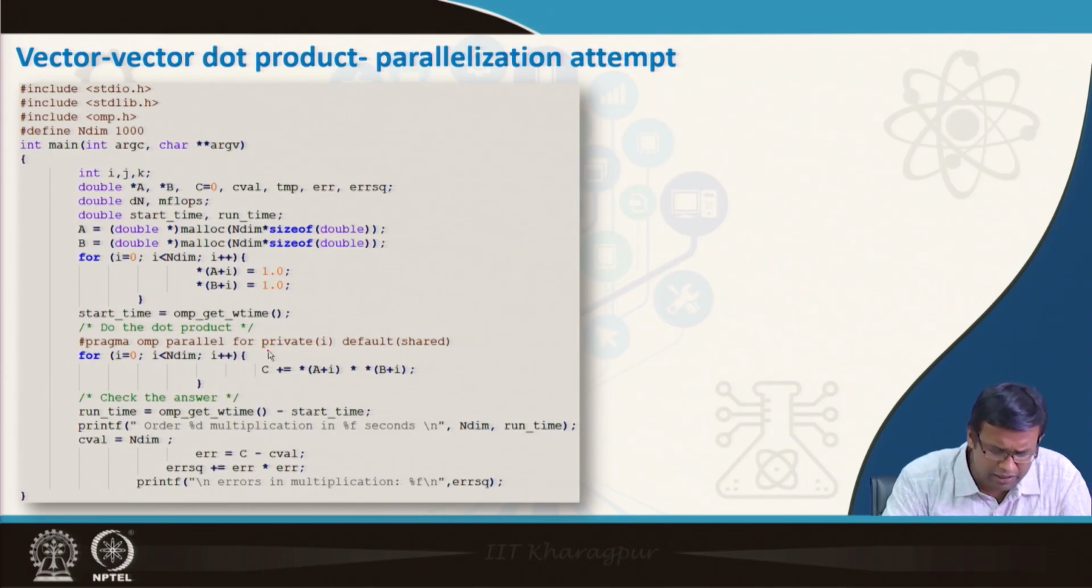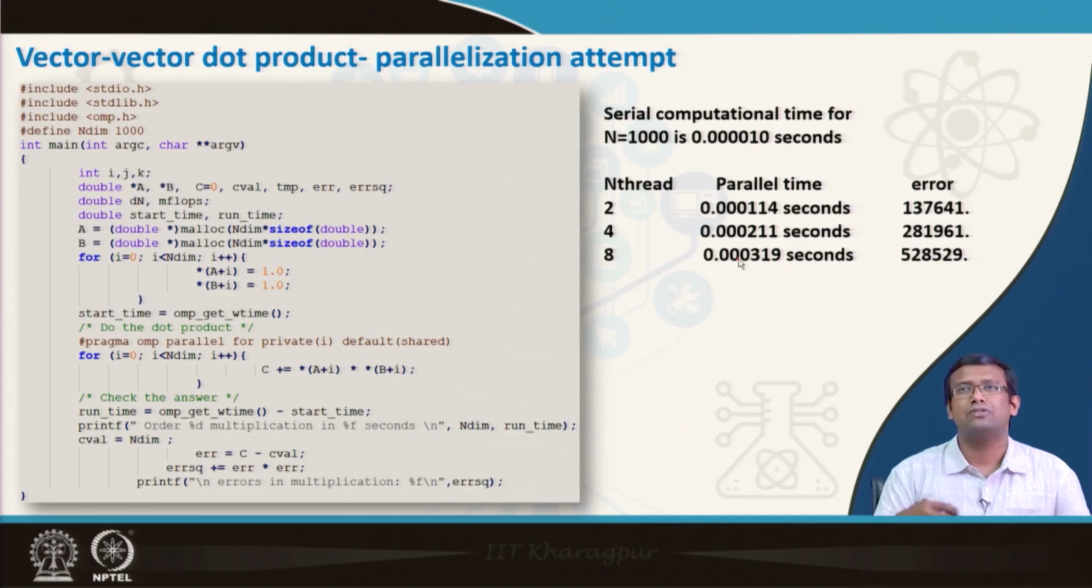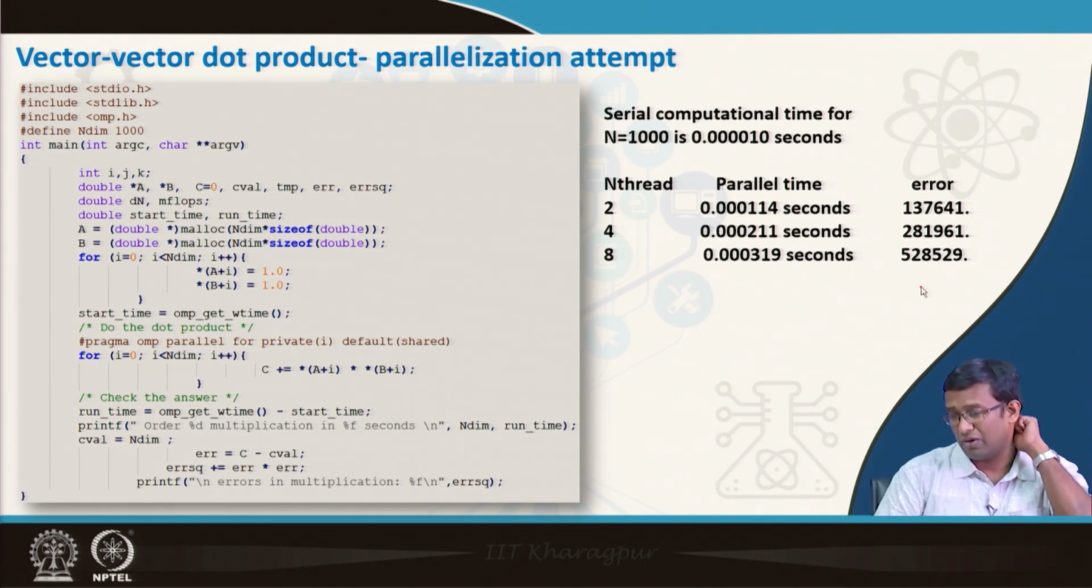Well, when we parallelize it, the serial computational time is 10 to the power minus 5 seconds, and this is very interesting. With 2 threads, the computing time is 10 to the power minus 4, with 4 threads it is 2 into 10 to the power minus 4, and with 8 threads it is more. So as we increase the threads, the computational time is increasing, and the error is huge. I mean, we are getting some garbage value. The error between the actual value c val and c is huge, and as we increase the number of threads, the error increases. So, what went wrong?